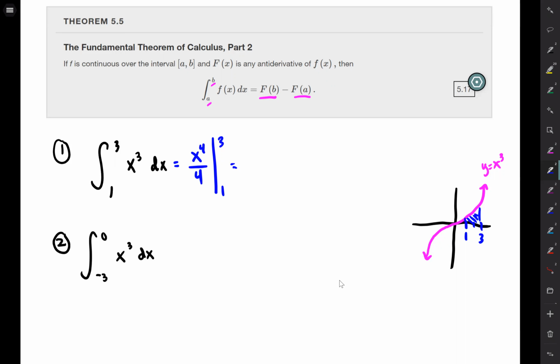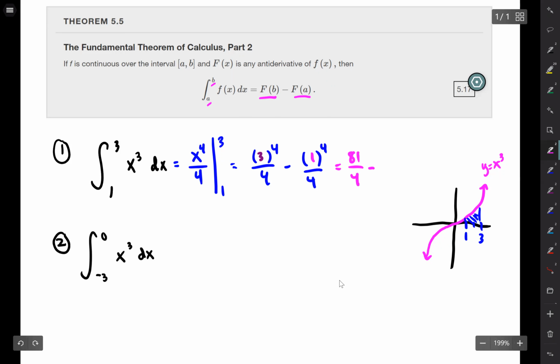So what I do here is I do the antiderivative, and then I write down my function twice with parentheses, and then I plug in my two bounds. So 3 and 1. And then I evaluate. So this is 3 to the 4th is 81 over 4 minus 1/4 gives me 80 over 4 or 20. Okay, so I guess what that's telling me is that this area here is 20 square units, is what the interpretation would be there.